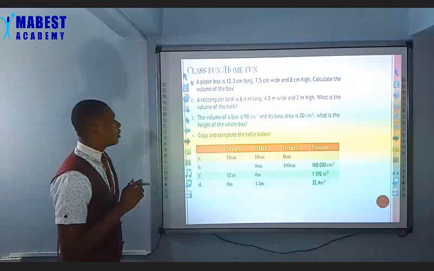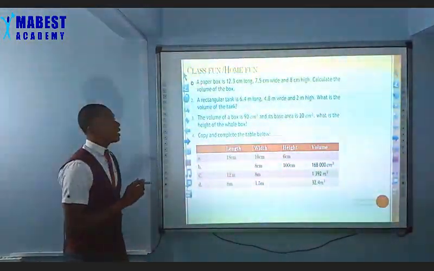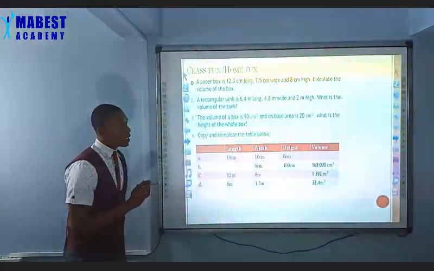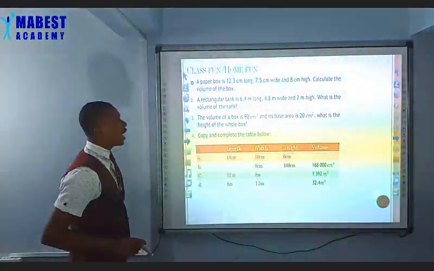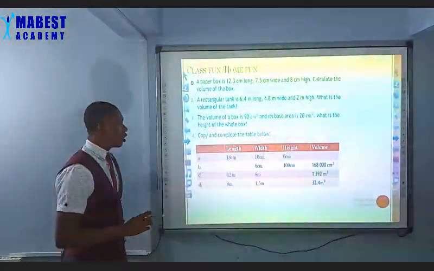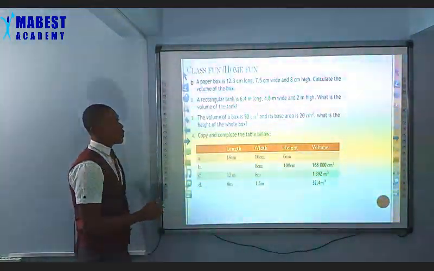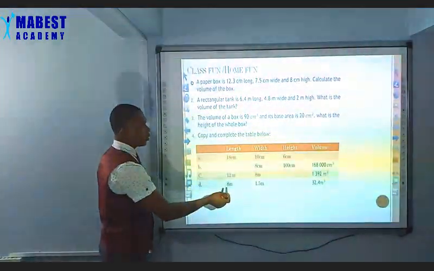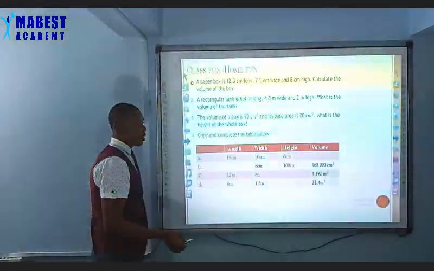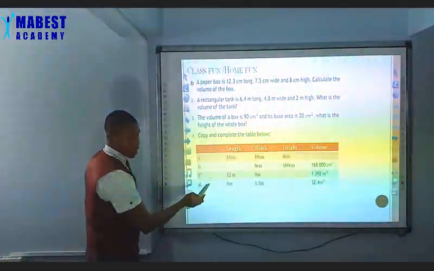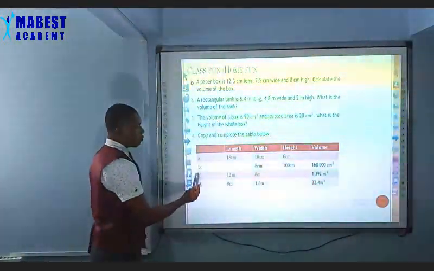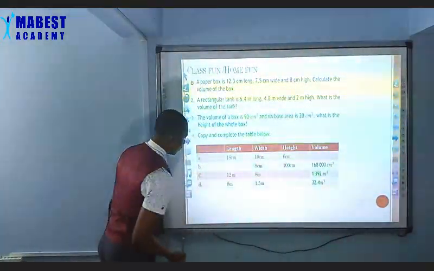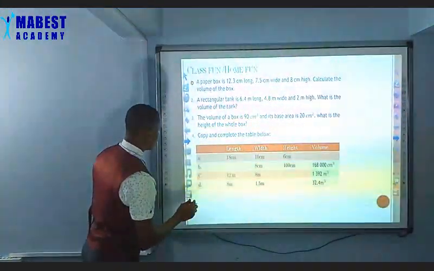Number 3, the volume of a box is 90 centimeters cube, and its base area is 20 centimeters square. What is the height of the box? And question 4 says copy and complete the table below. In the table you have the length, the width, the height, and the volume. It therefore means for A, you have to find the volume. For B, you have to find the length. And for C, you are looking for height. And D, you are also looking for the height.